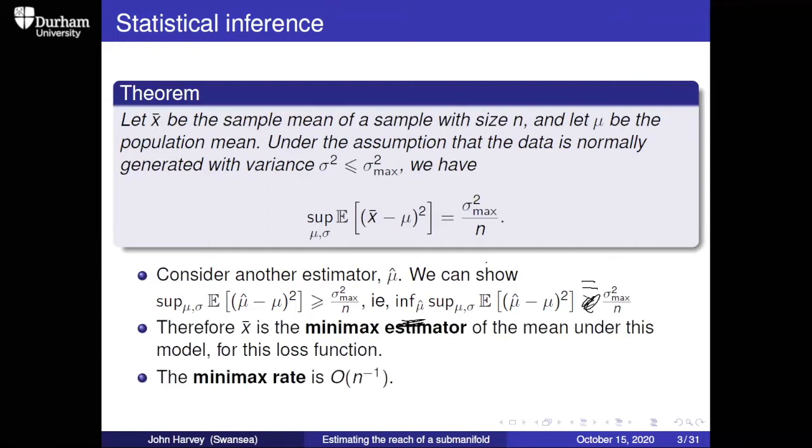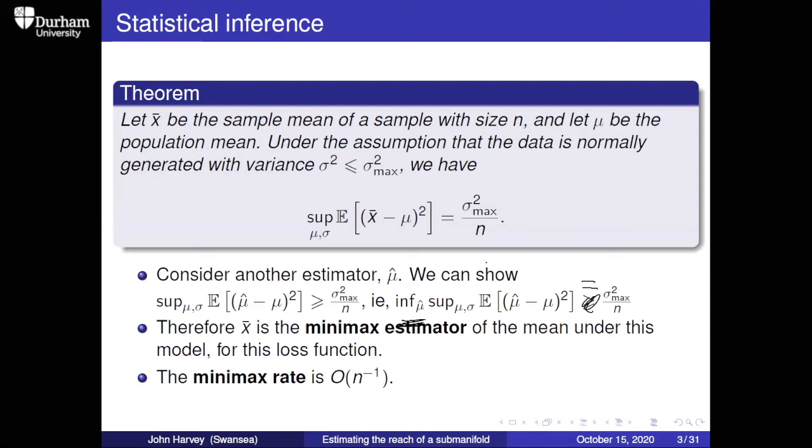Okay, so that means that this sample mean, x bar, we'll call this the minimax estimator of the mean for this loss function. Minimax because it has this inf sup in the depth. And it depends generally on the loss function, which is the way that you say how bad an error is. So we're saying we measure the badness of an error by the square of the difference between the estimator and the true mean.